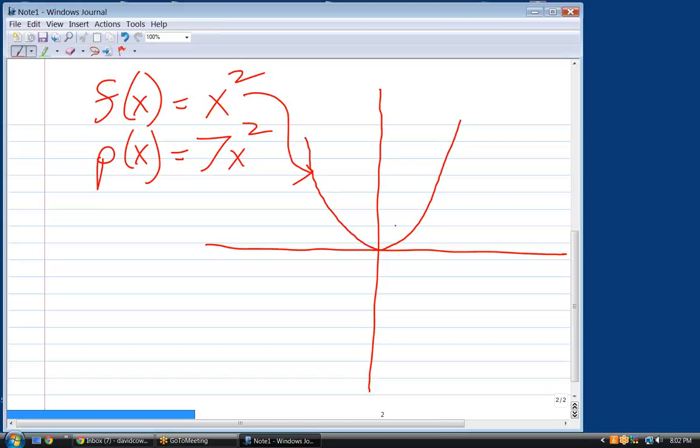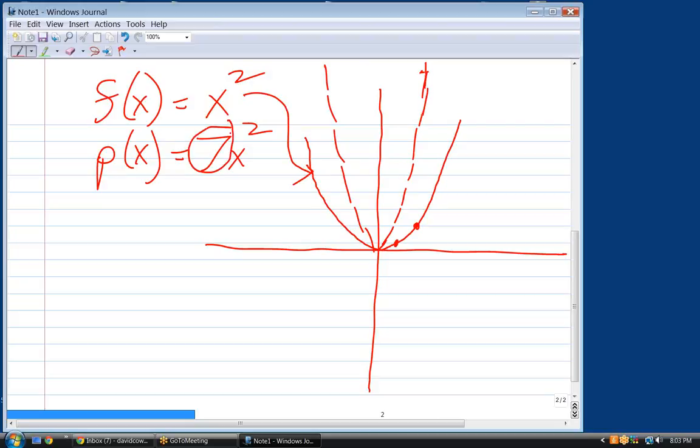Basically, if a point was right there on my parent function, it's going to be 7 times higher. It's going to be up there. If a point is right there, that point is going to be 7 times higher. The effect of that is it steepens the parabola and makes it skinnier.